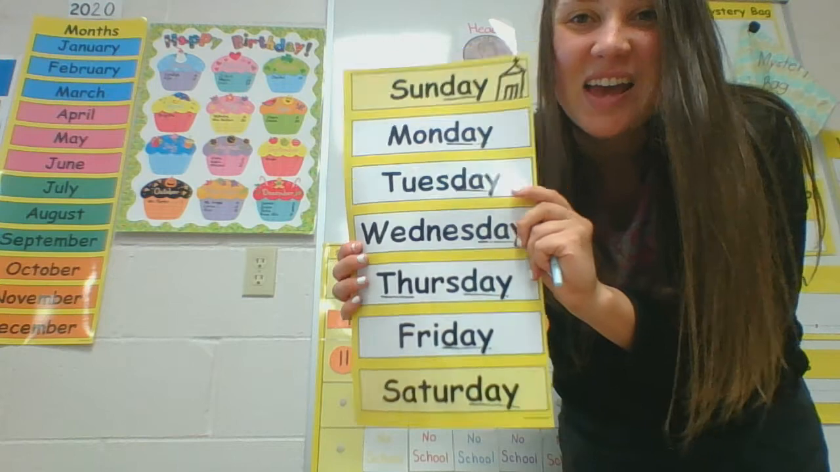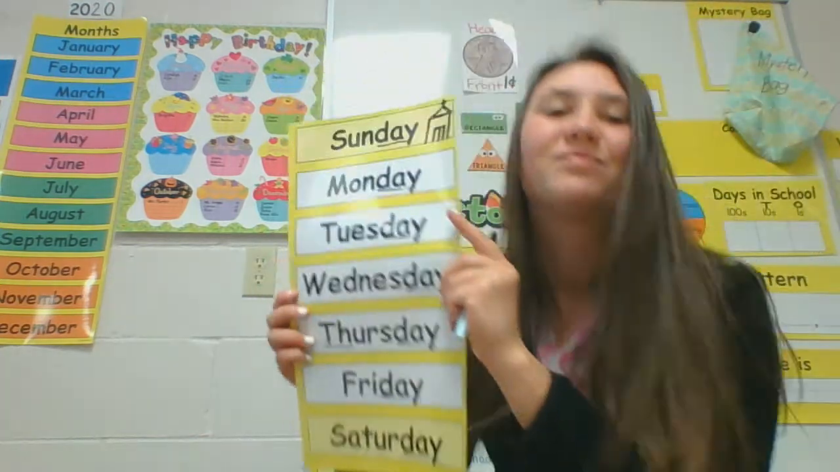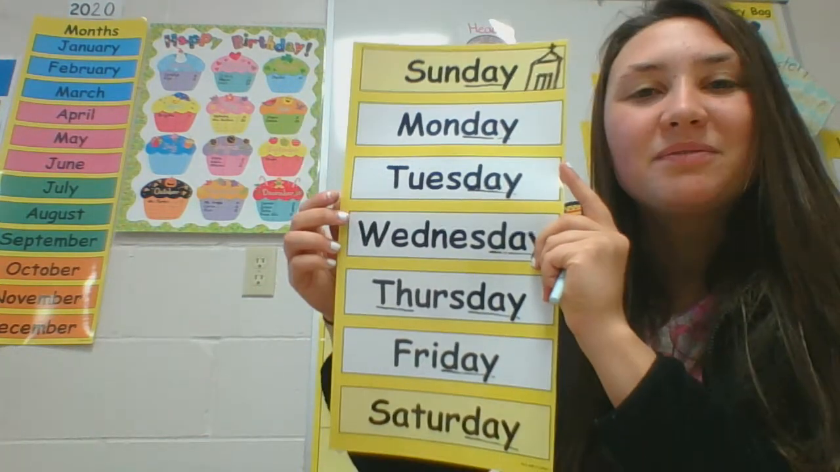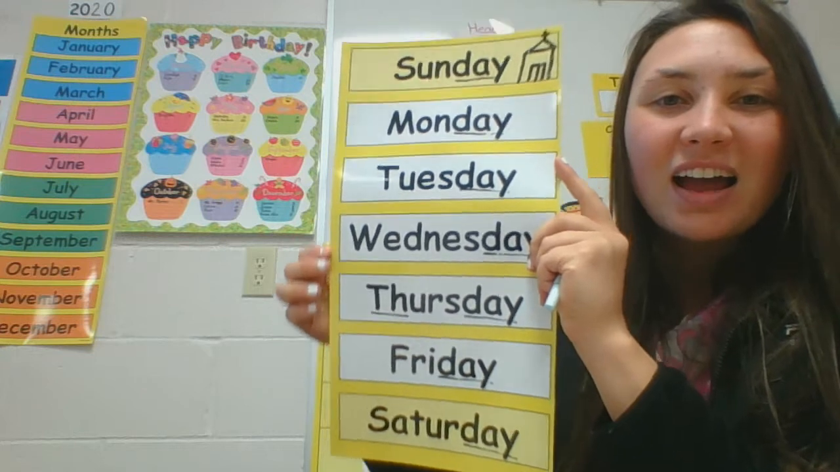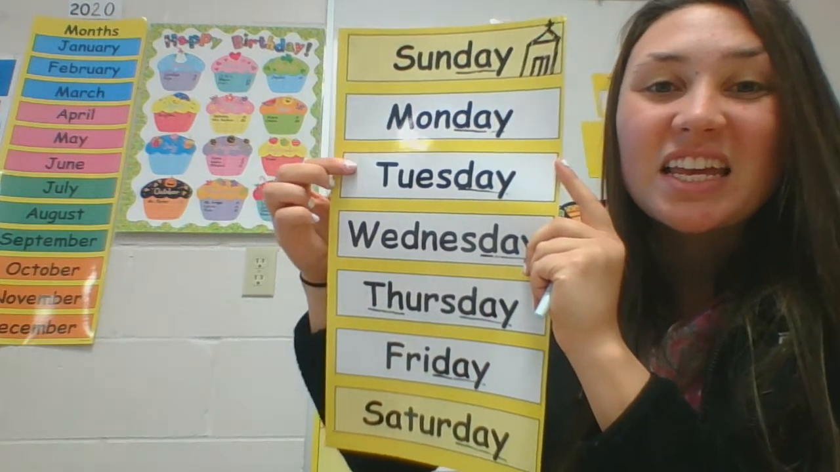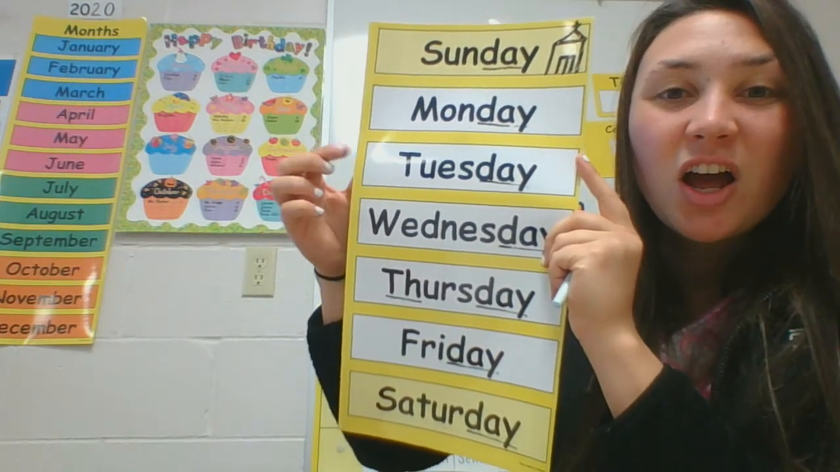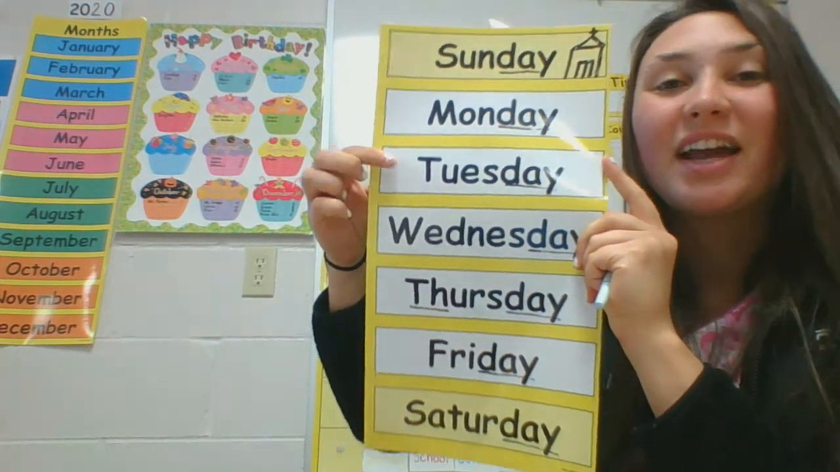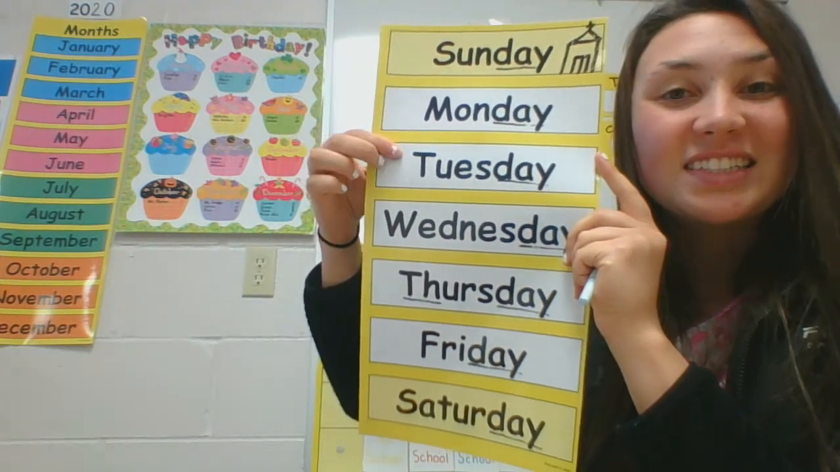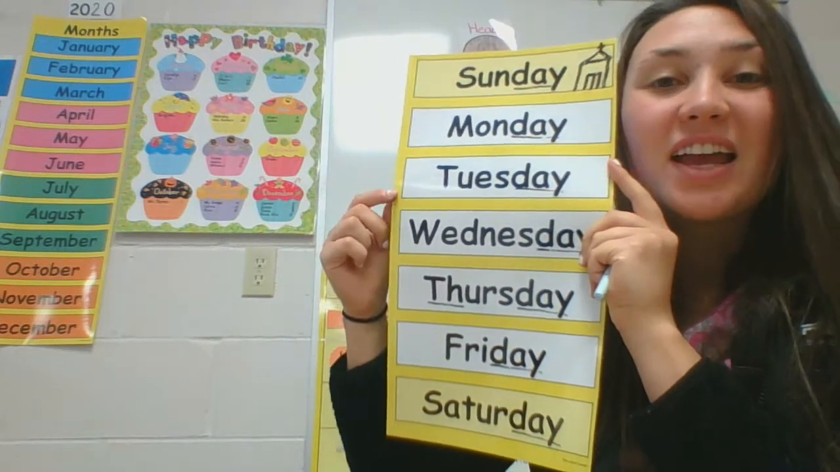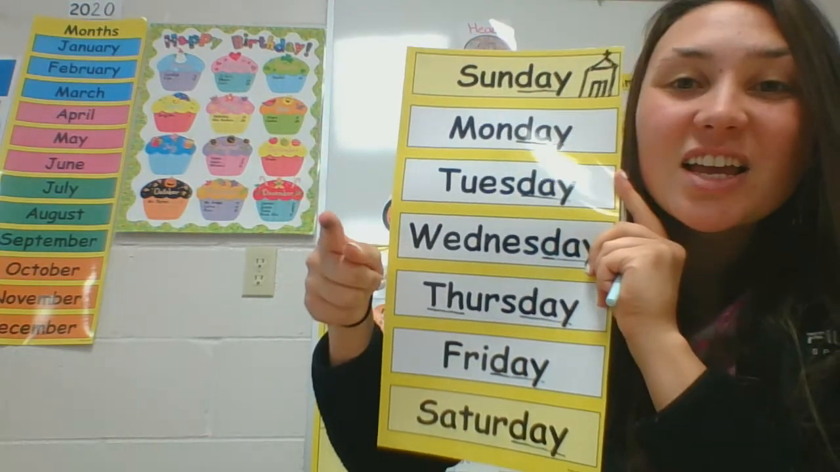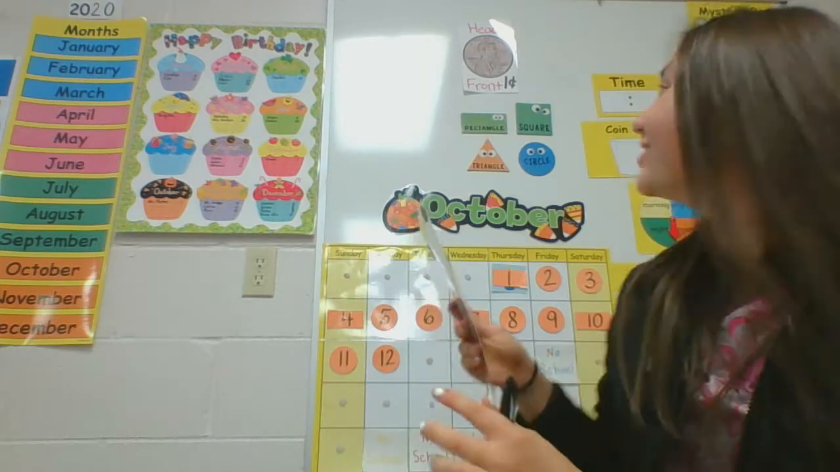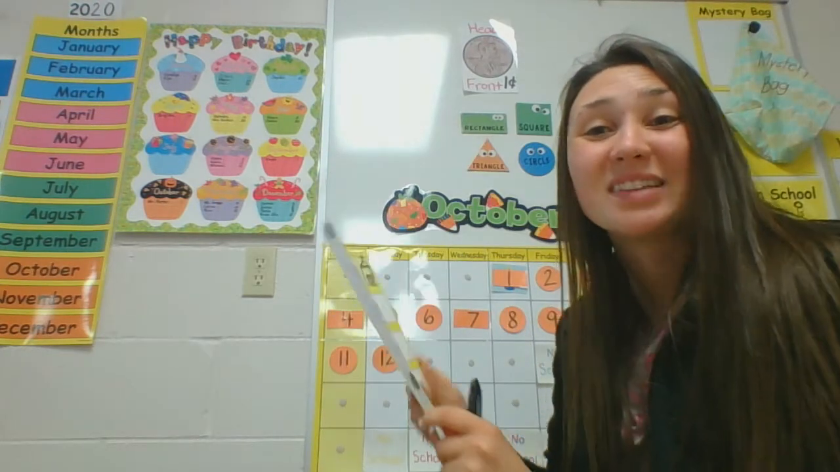All right. And what day is today of these 7? Remember which one? I'll give you a hint. It starts with T. Tuesday. Yeah, today is Tuesday. Yesterday was Monday. Today is Tuesday. Say that. Ready? Today is Tuesday. Very good. Let's move on to our months.